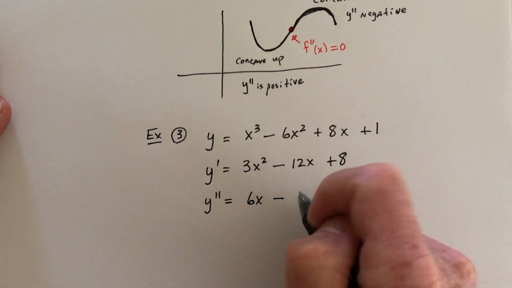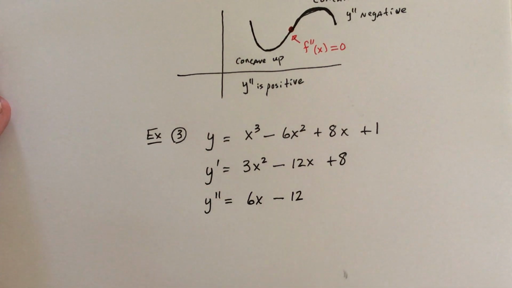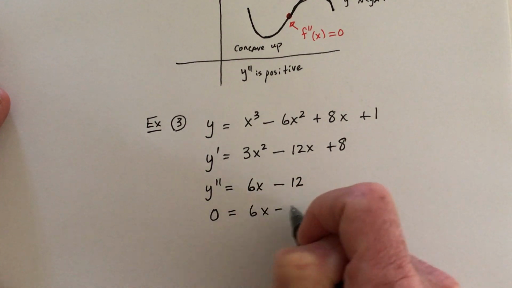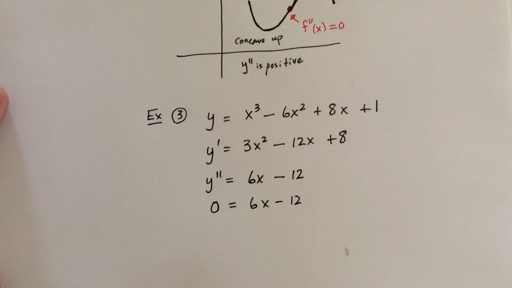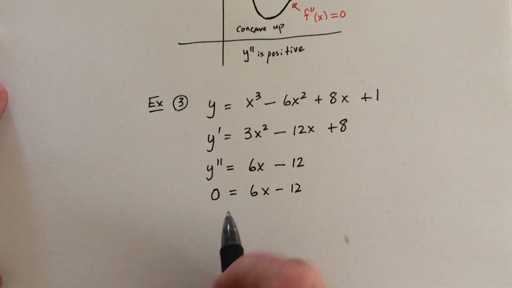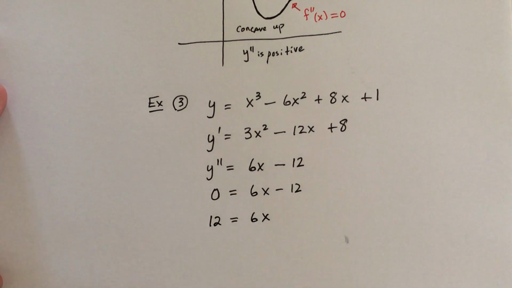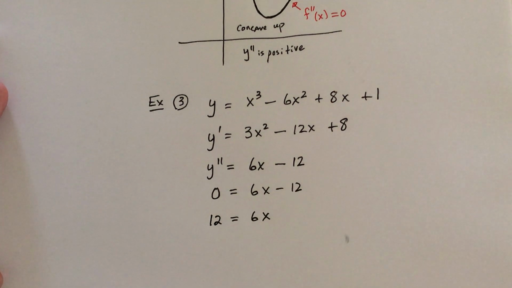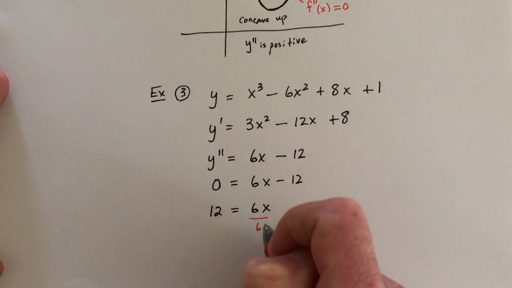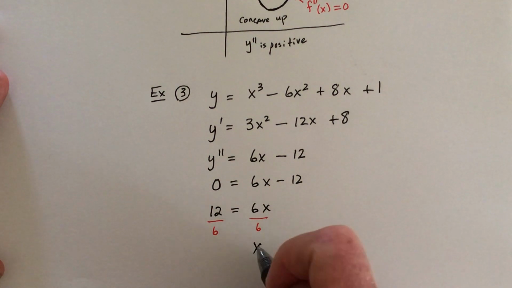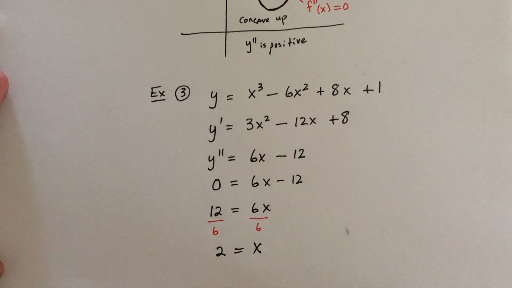The derivative of 12x will be 12 with the minus sign. Derivative of 8 is 0. And then set that equal to 0, and solve for x. So I could add 12 to both sides, making a positive 12 on the left side. And then all I need to do is divide by 6 on both sides. And then I have that x is equal to 2.